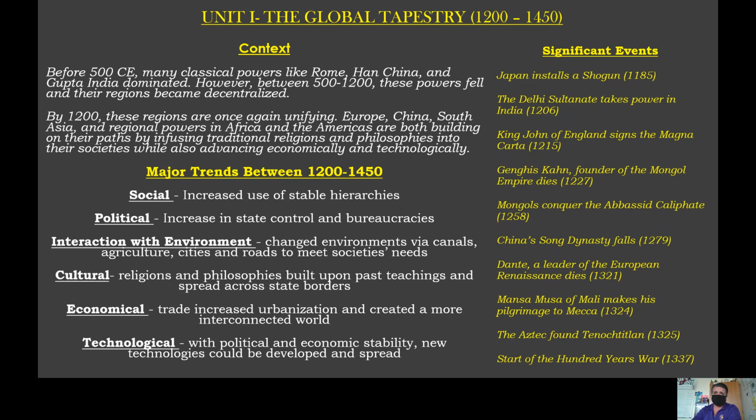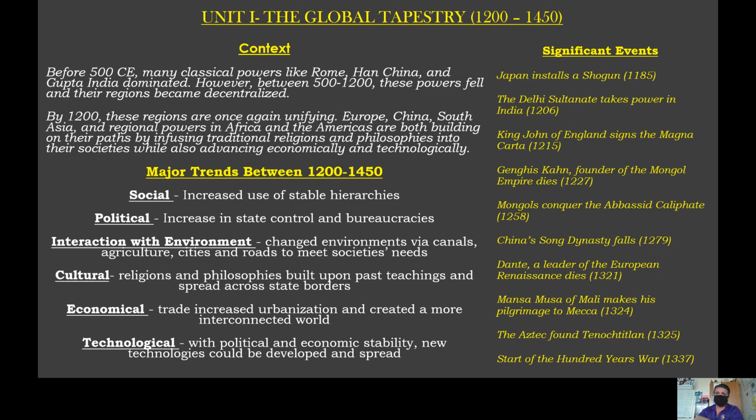The Delhi Sultanate takes power in India in 1206. We didn't talk a whole lot about them. The reason that we do need to emphasize them is they're the first Muslims to really be prominent rulers in India. That rivalry between Hinduism and Islam in India goes all the way back to this point.